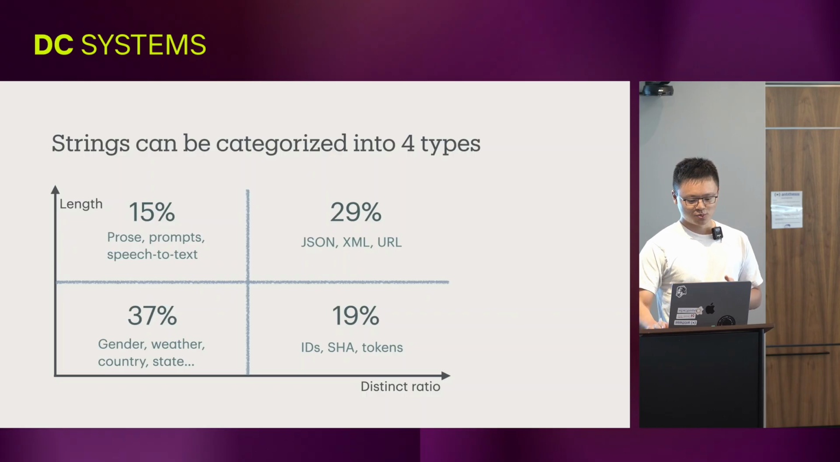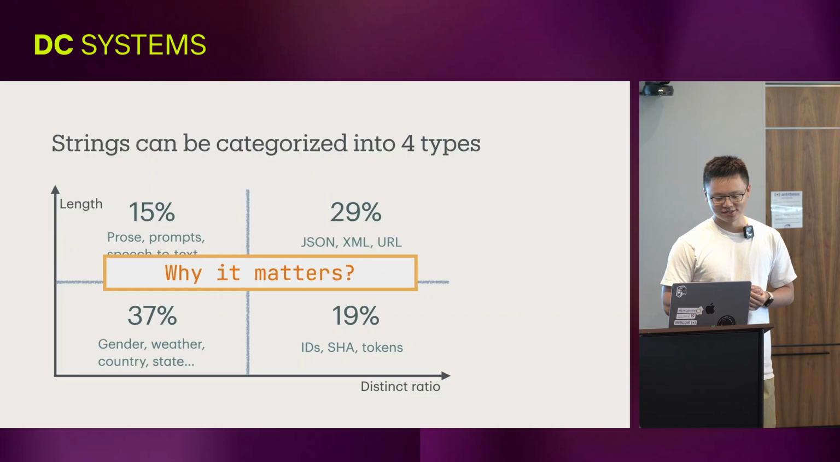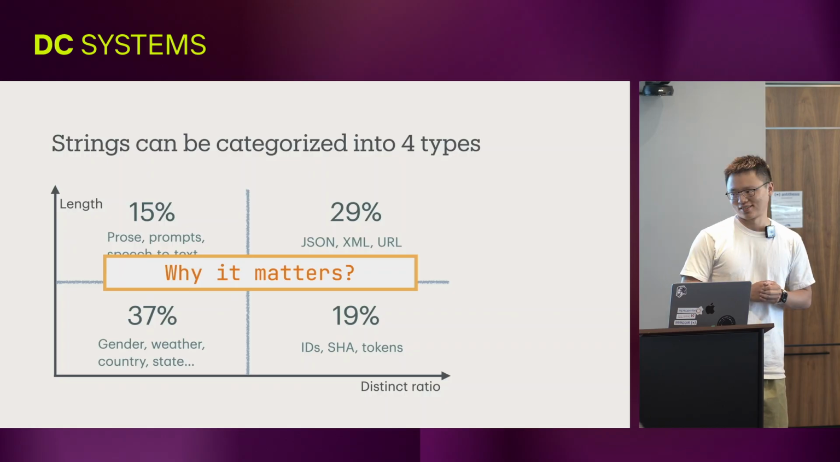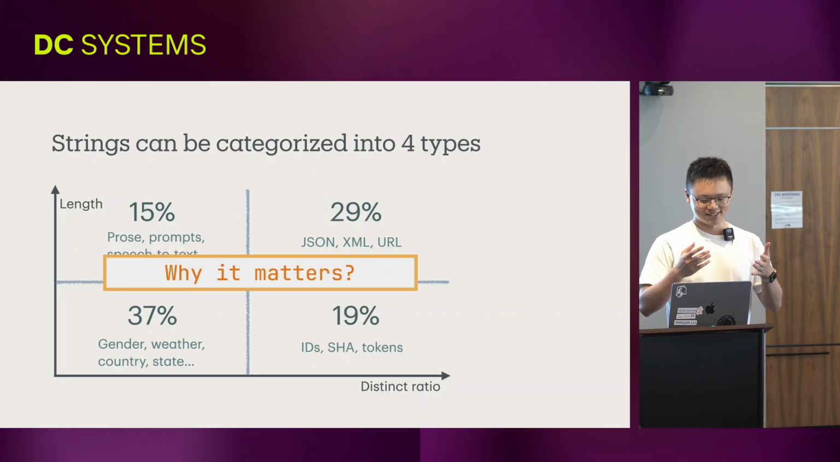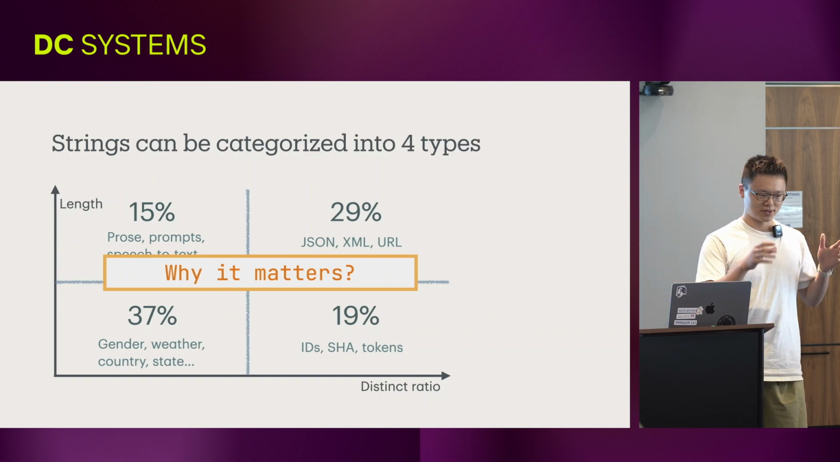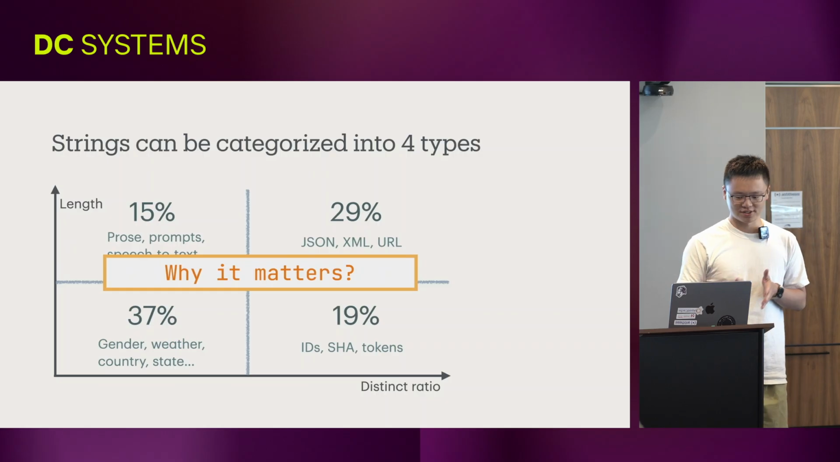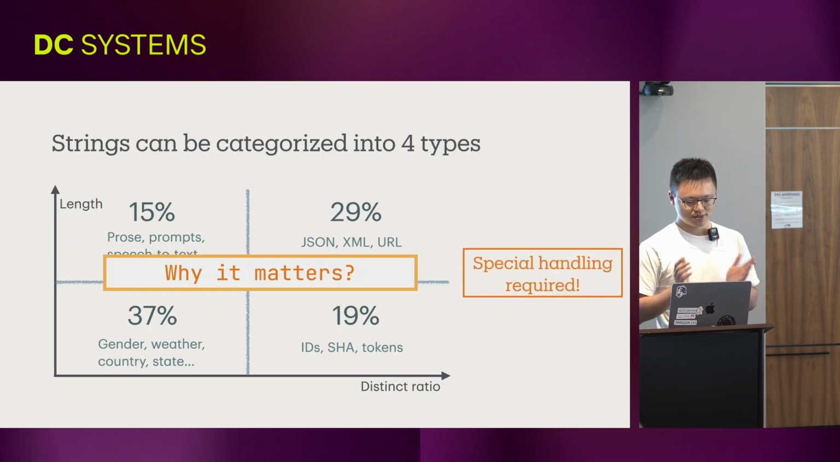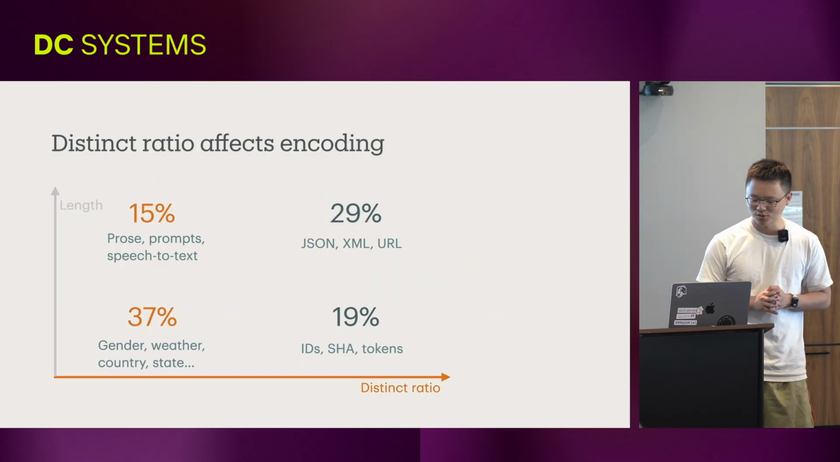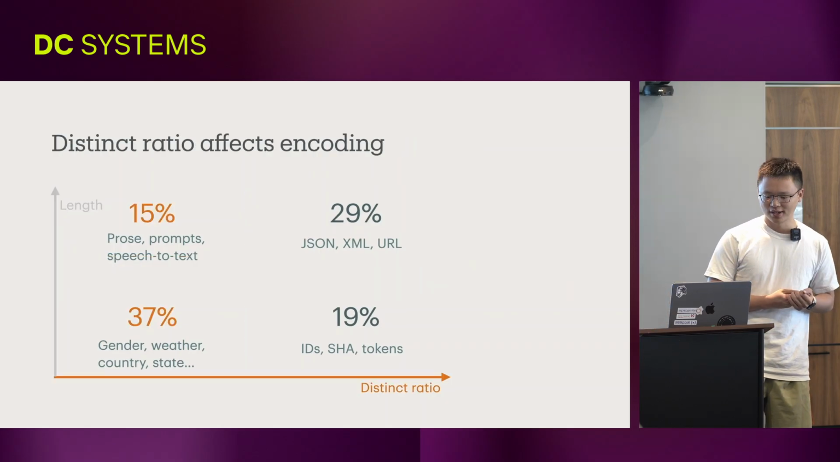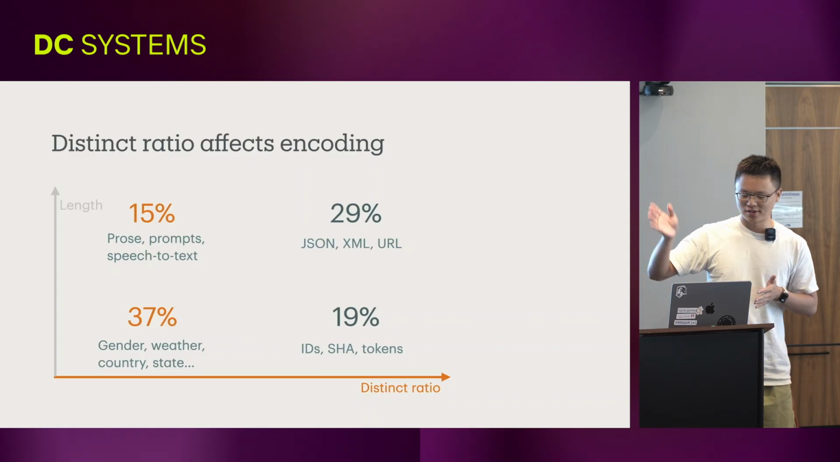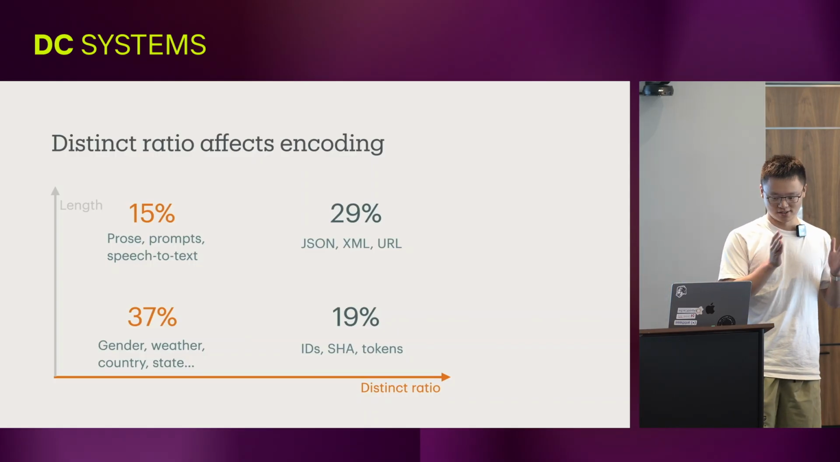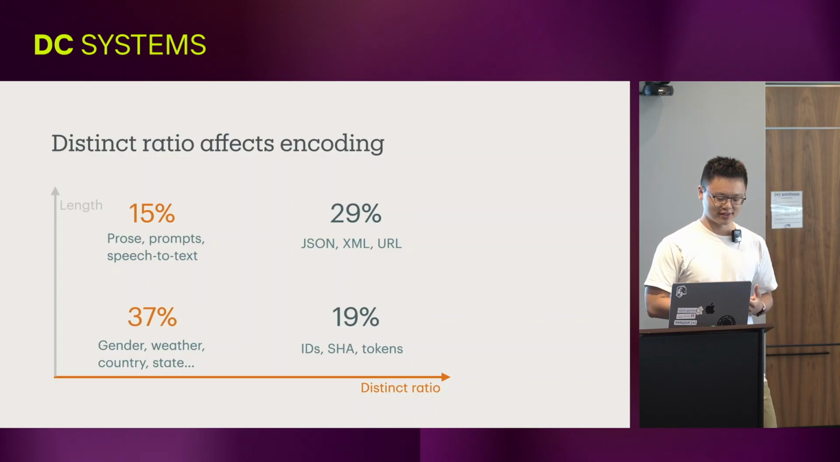And yeah, so we categorize into those 4 types, and why it matters is that even though they are all called strings, they're all using strings in the table, they're actually very different. And in Liquid Cache, we want to process each of the different types efficiently, so they require special handling. And how? So first we look at the distinct ratio. We can see more than half of the strings have a very low distinct ratio, meaning they're very repetitive.